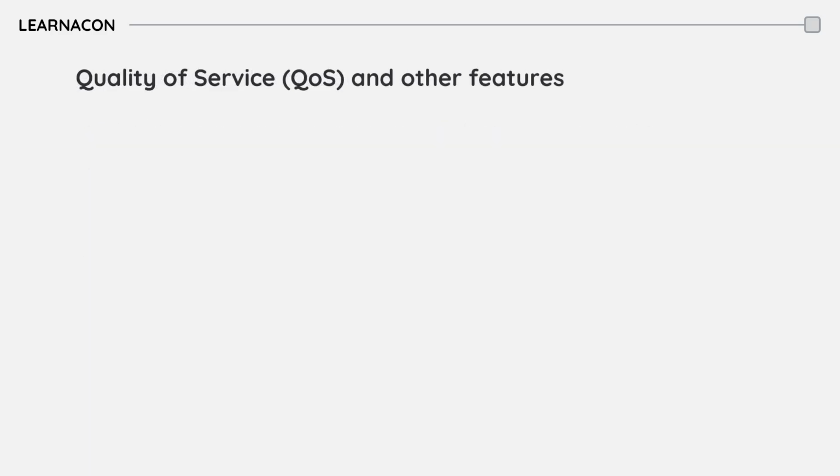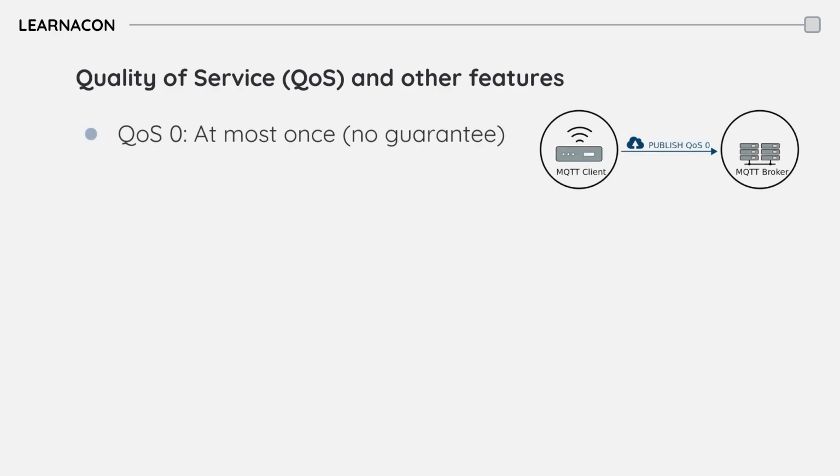Now what happens when the network isn't reliable? MQTT has a built-in solution for that. It's called Quality of Service, or QoS. This feature lets you choose how dependable message delivery should be. Quality of Service 0 is the simplest. Fire and forget. You send a message and move on. It's fast and lightweight, but there is no guarantee it will arrive.